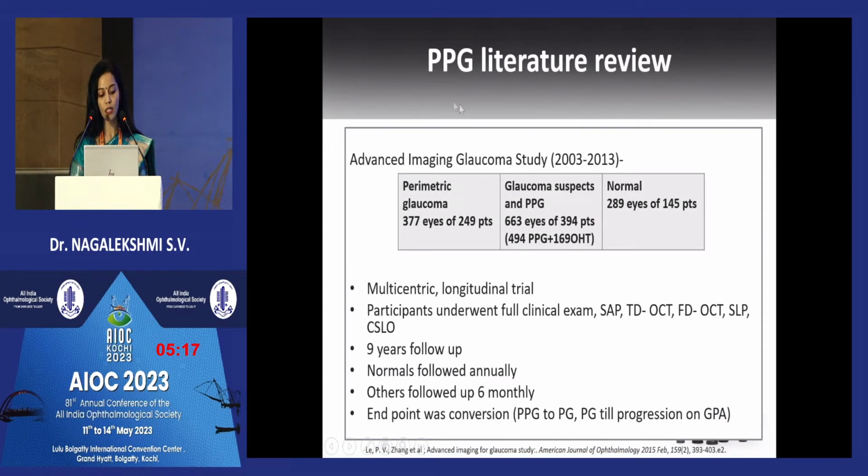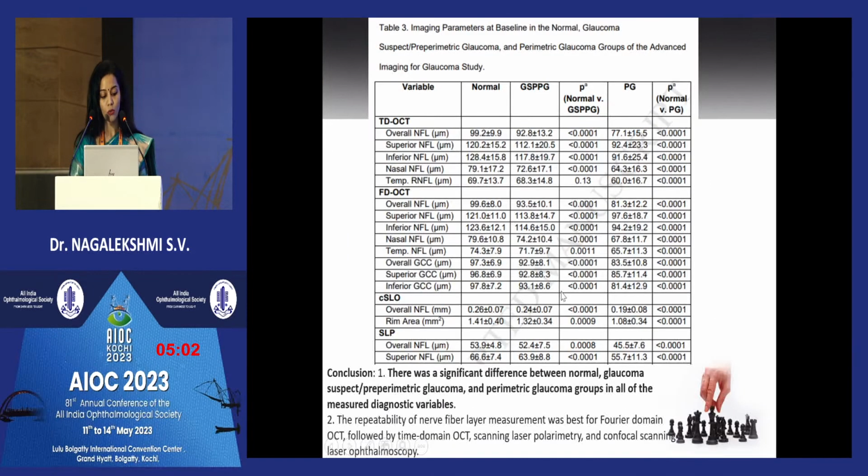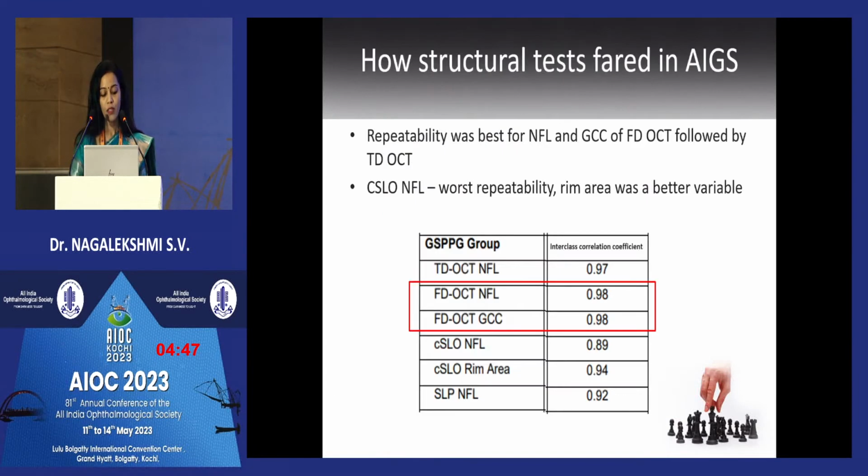So of note is the study by the Advanced Imaging in Glaucoma Study, which was a multicentric longitudinal trial which went on for 9 years, and this had the maximum number of pre-perimetric glaucomatous eyes, about 663. And it was noted that there was a significant difference between the normal and the glaucoma suspects, and also the perimetric glaucoma groups, in all the measured diagnostic variables except for rim area by HRT and overall nerve fiber layer thickness by the GDX. Also, the repeatability was noted to be best for the nerve fiber layer thickness and GCC by the Fourier domain OCT.